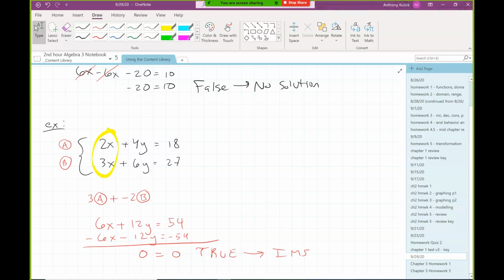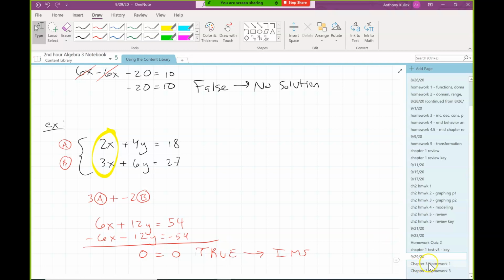Yes. Any true statement, so one number is equal to itself, is infinitely many. So if all the variables cancel out, you know that you're in a situation where either it's no solution if you're left with a false statement, or infinitely many solutions if you're left with a true statement. Okay?